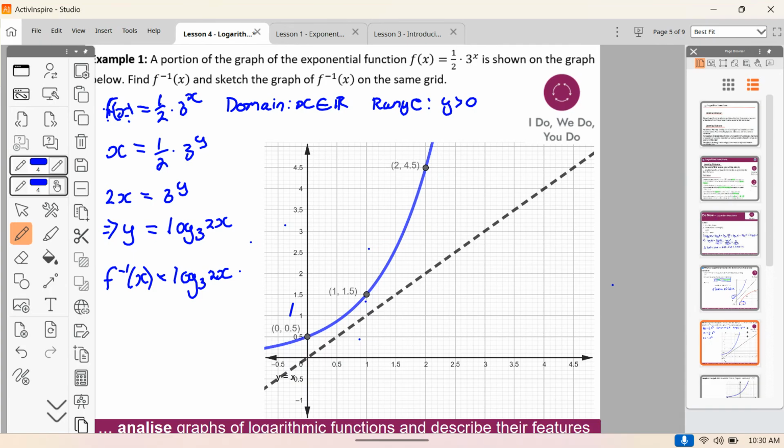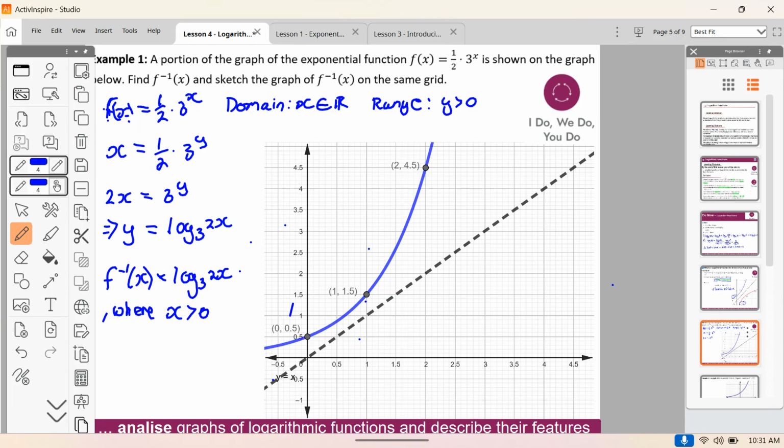F inverse of x is equal to log base 3 of 2x. Whenever you write an inverse function, always state the new domain. So the new domain is where x has to be greater than 0. It takes the properties of the range of the original function.